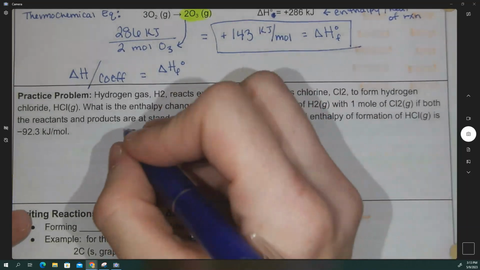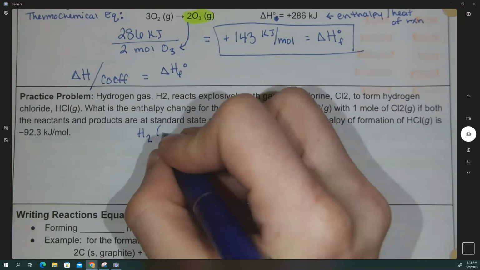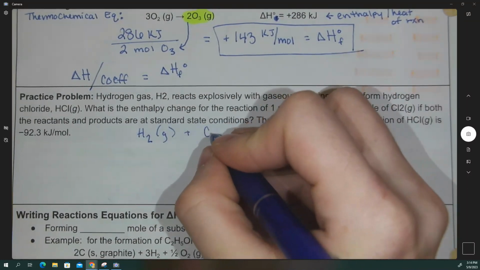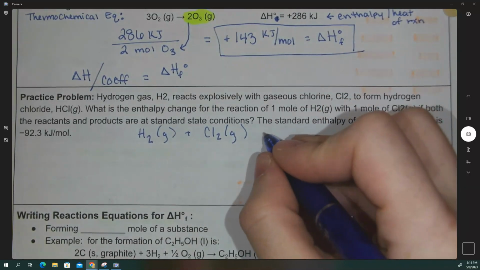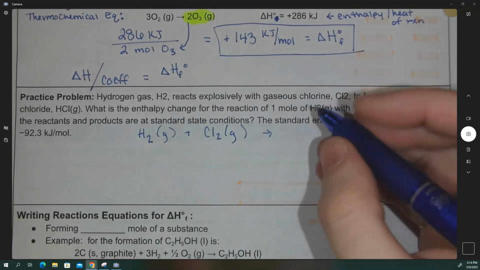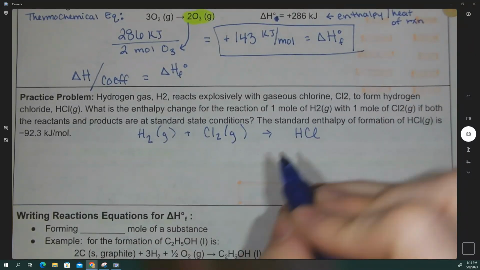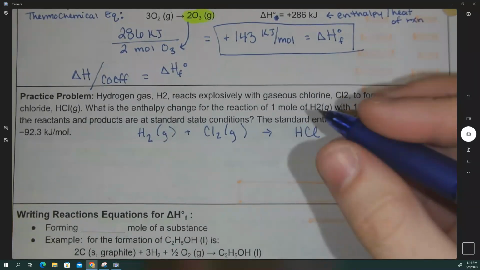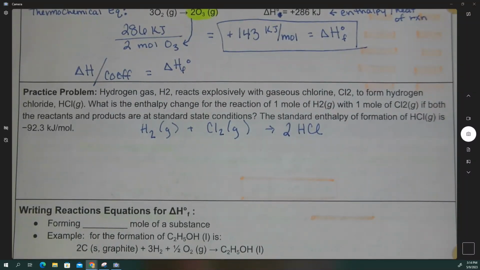So it tells you hydrogen gas reacts with chlorine gas to make HCl. Now I have H2 and Cl2. I only have one of each over here, so I am going to need a coefficient of 2 in front of this to give me my balanced equation.